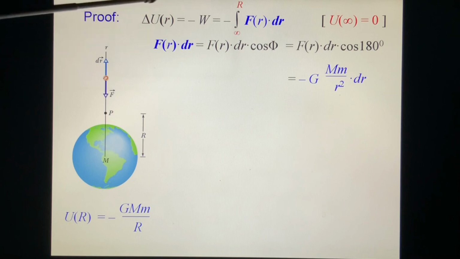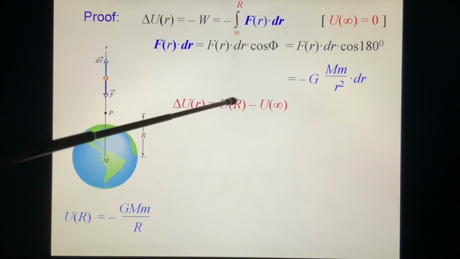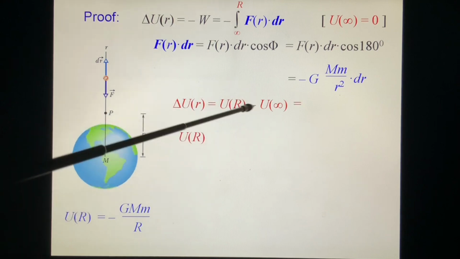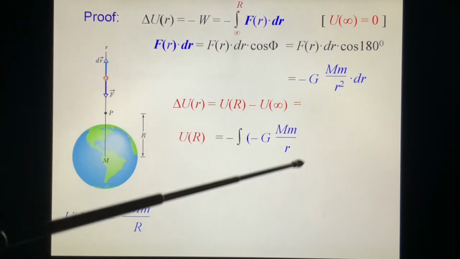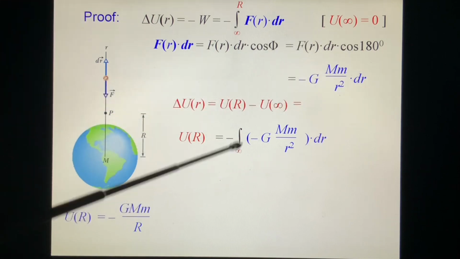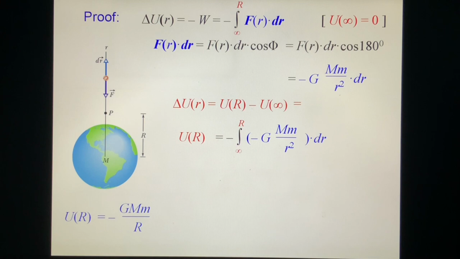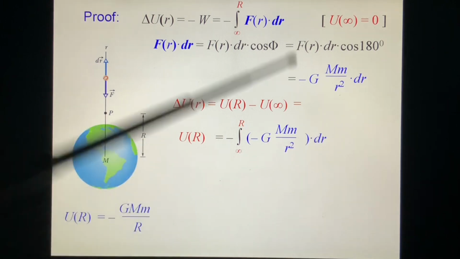Now we find delta U. Delta U equals U(R) minus U initial. This is 0, so this is equal to U(R). U(R) equals this integration, from infinity to R. This minus is from the definition. This minus is because F and dr are in different directions.